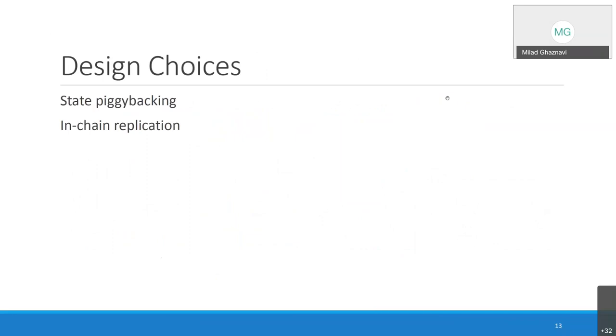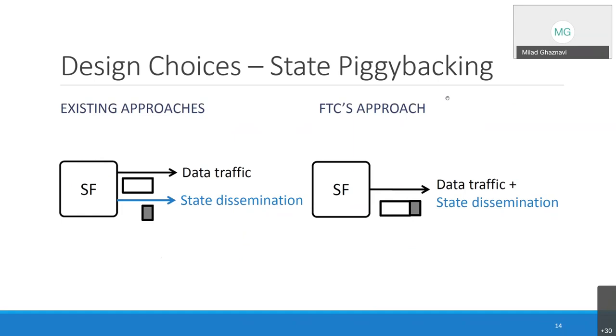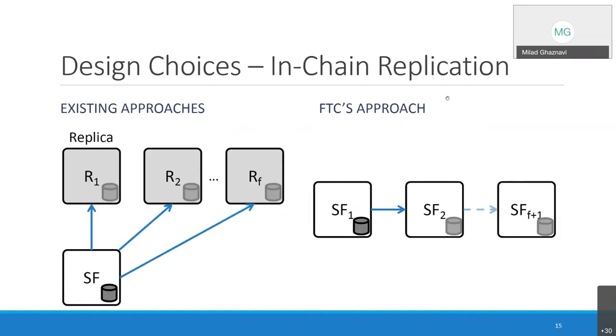In the interest of time, I'm not going to go into all the details about our system, but I will talk about two aspects of our system: state piggybacking and in-chain replication. If you don't mind, I first talk about in-chain replication, and then I come back to state piggybacking.